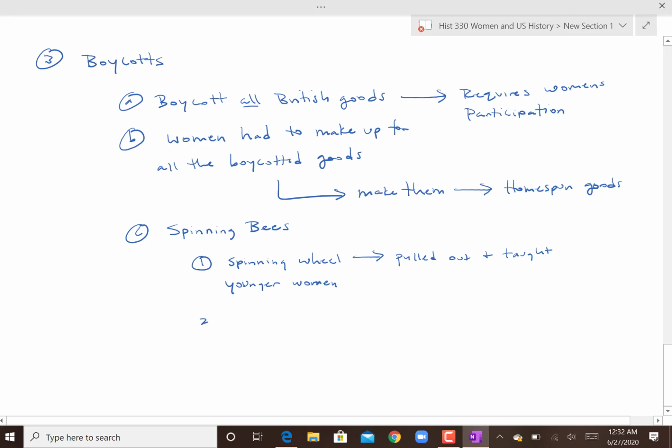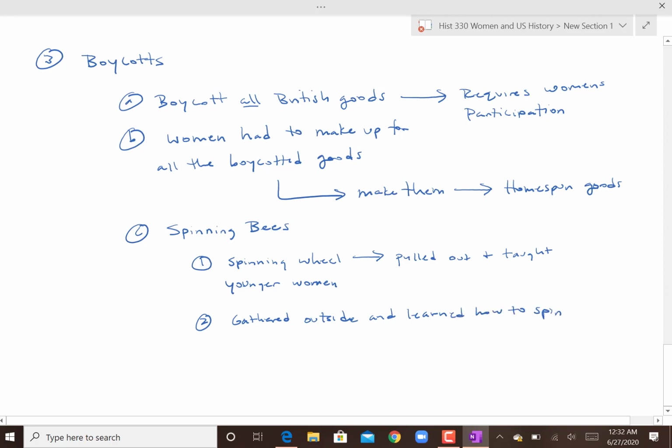And because there were a lot of people, the houses weren't large enough to congregate, so they gathered outside on lawns and learned how to spin, thus the spinning bees.